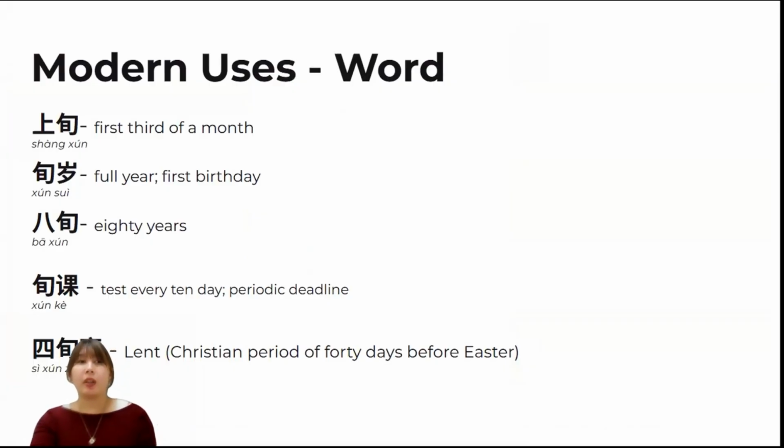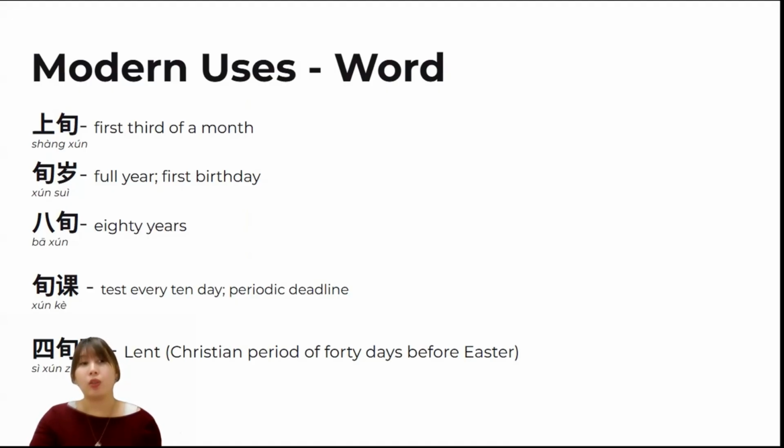A little bit of words in modern usage. We'll start off with 上旬, which means the first third of the month. Another area where this is used is to denote different parts of the month. There's going to be 上旬, 中旬, and 下旬, which pretty much means the first 10 days in the month, the second 10 days in the month, and then the third 10 days of the month.